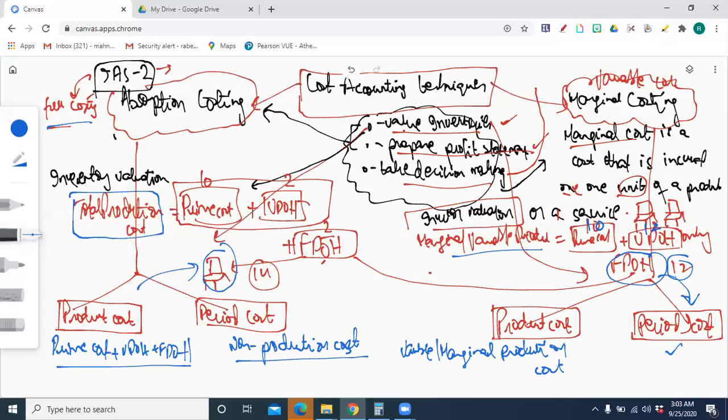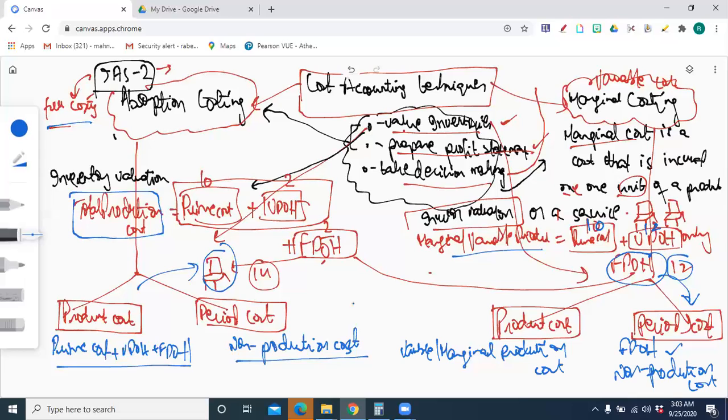And what is a period cost? What is not absorbed? It says that fixed overhead relates to a time period. It doesn't relate to a product. Because if I produce one more chair, one more laptop, one more car, definitely rental cost won't increase, or fixed expenses won't increase. So it has got nothing to do with the product, but more to do with the period. So it says fixed overhead is a period cost along with non-production cost.